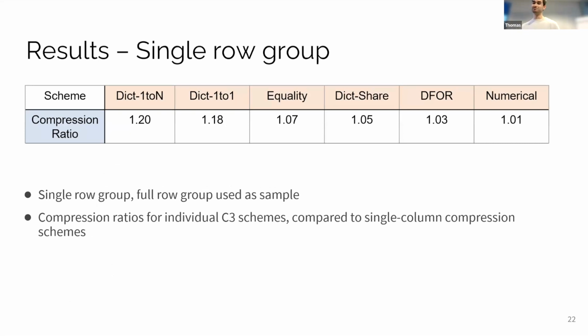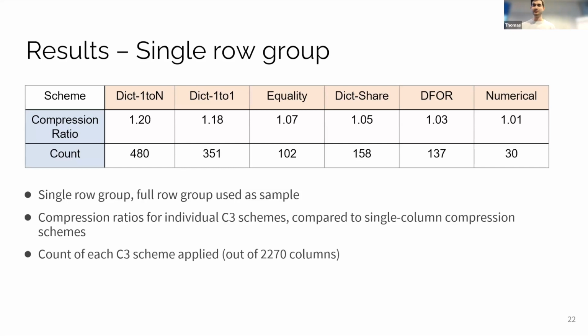To first check how much compression benefit each of these C3 schemes can provide, we added each of them individually, and we tested them on a single row group, using the full row group as a sample. So this represents the maximum potential for each C3 scheme on this data set. And the compression ratio listed here represents the improvement over using only single column compression schemes. So for example, the first one, the 1-to-n dictionary, improves compression by 20% compared to using only single column schemes.